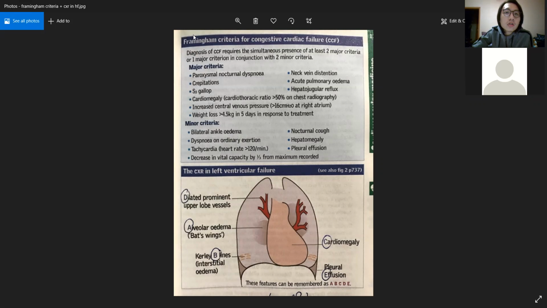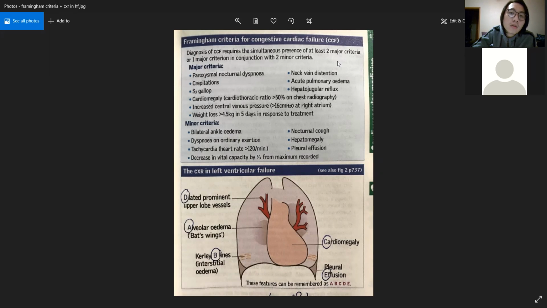So I want to talk a little bit on Framingham criteria for congestive heart failure. You see that there are two parts: your major criteria and minor criteria. The diagnosis of your congestive heart failure is at least 2 major criteria or 1 major criteria with 2 minor criteria.